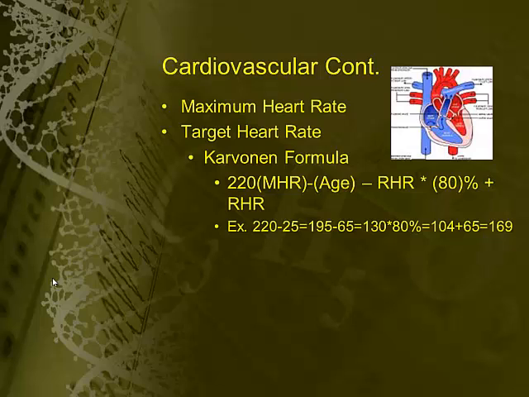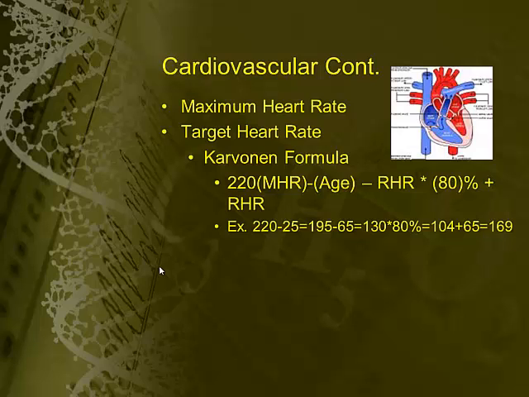On the bottom you can see an example. We have a 25-year-old person with a resting heart rate of 65. So we do 220 minus 25 equals 195. We take their resting heart rate, 65, out, and that gives us 130. Then we multiply that by 80%, which is our workload. When we get into energy systems, we'll talk about why that's so important. Then we add our resting heart rate back in. So if this person wants to work out at 80% of their maximum heart rate, their workload, they need to be hitting 169 beats per minute.